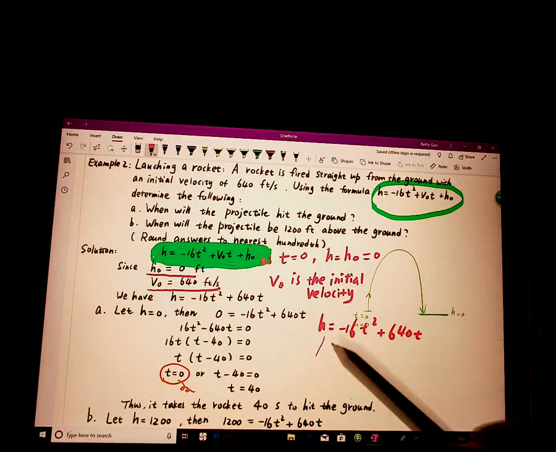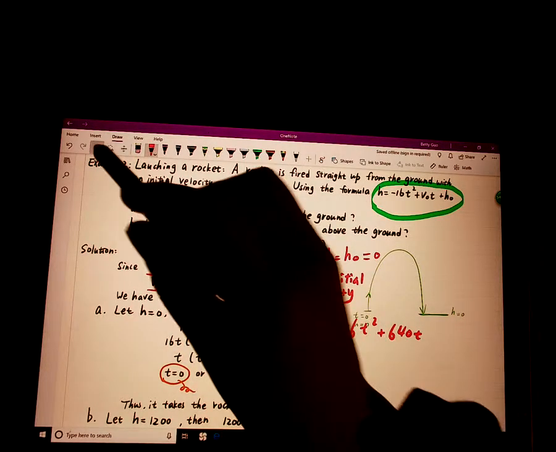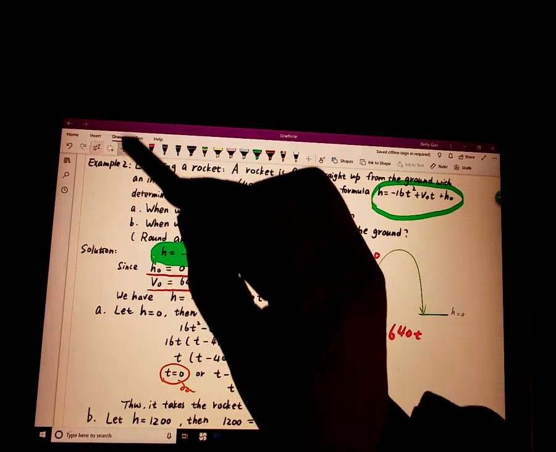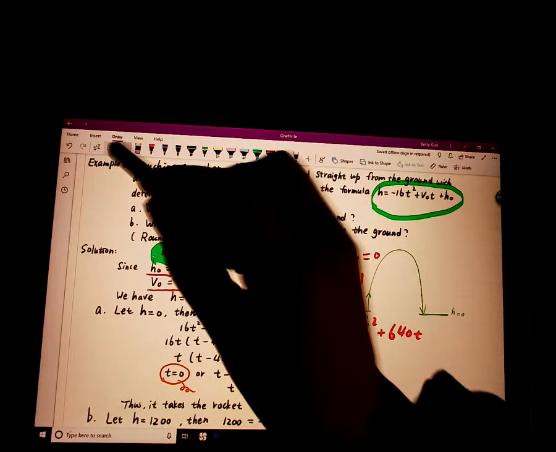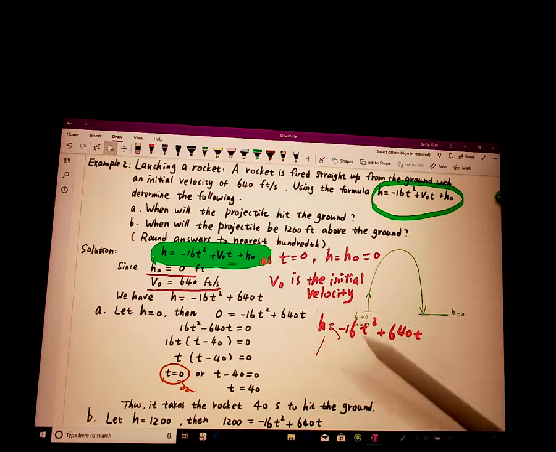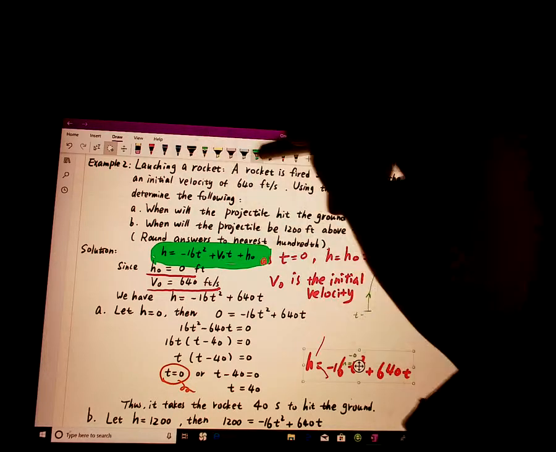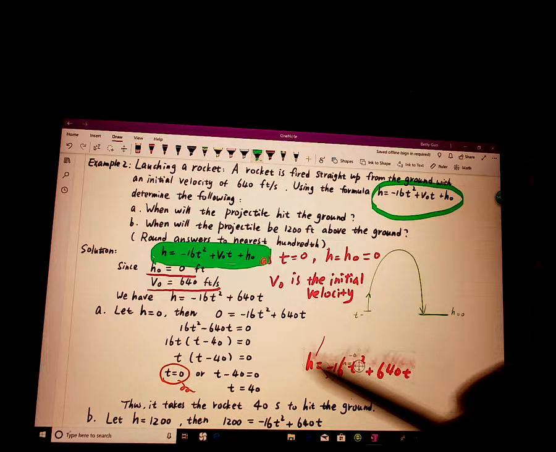Okay, so this is the function actually. Let me highlight it in the same color.